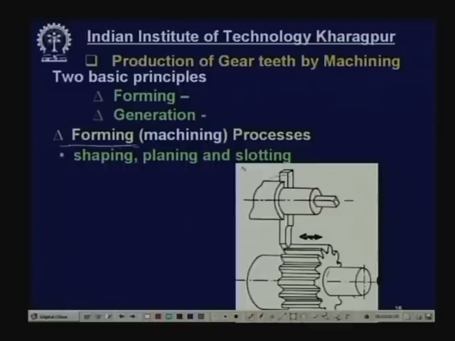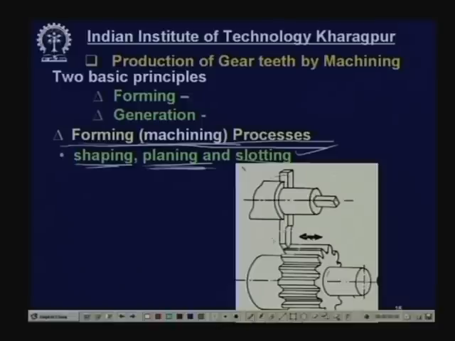Say forming processes, machining by forming principle: shaping, planing, slotting, etcetera. Remember the shaping has already become almost obsolete, slotting also. Planing has got some use because it deals with large jobs. So, these are not really used for making gears, but if required, say for making one or two gears or two teeth of gears for maintenance or repair, then shaping, planing and slotting can be utilized.